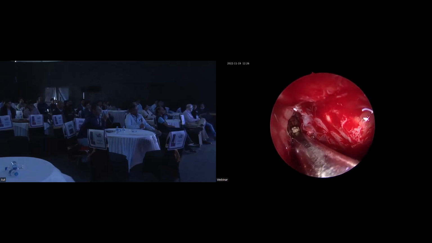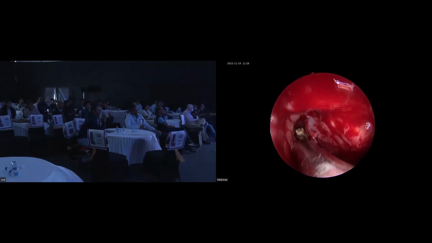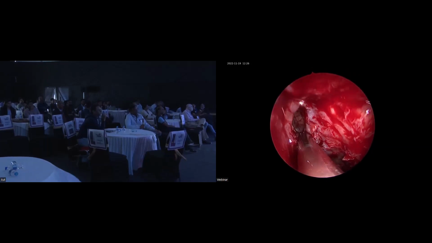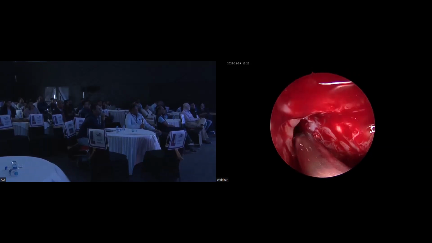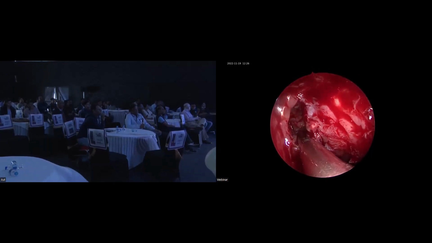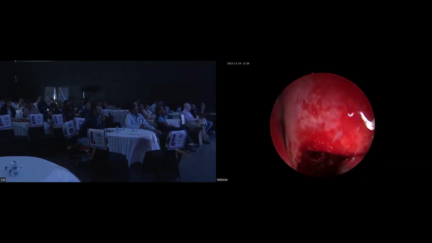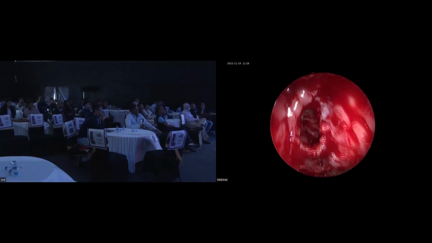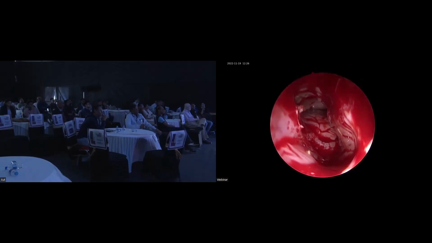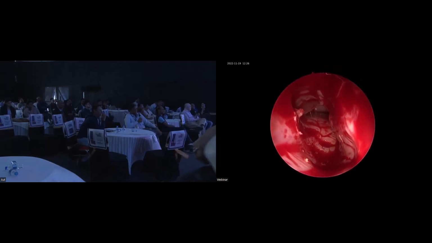And you can see the AFS. Can you see the fungal? Yes. And I've already entered the frontal sinus. You can see the frontal sinus. Yes, madam.